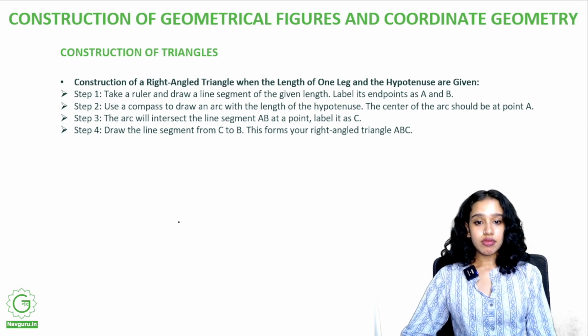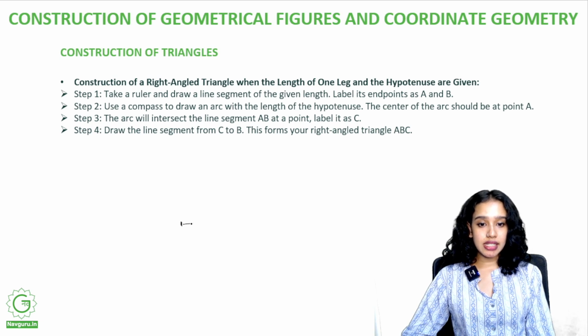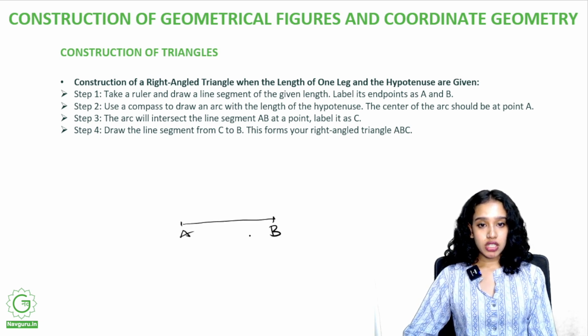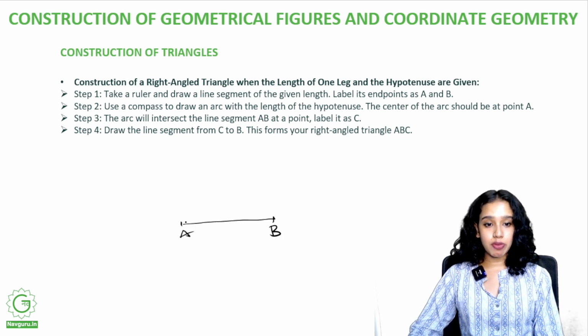So first we'll draw a line segment AB. AB is the given line segment. Now we'll take a compass and draw an arc with the length of the hypotenuse, right? The center of the arc should be at point A.